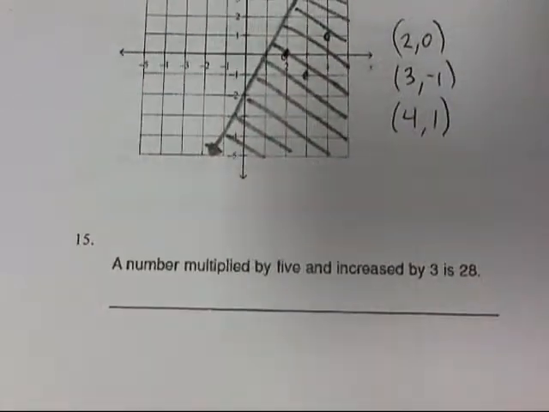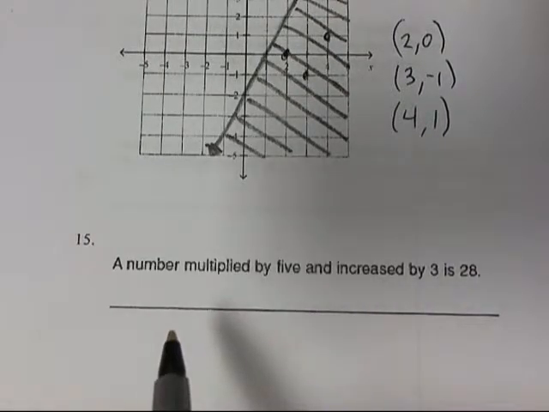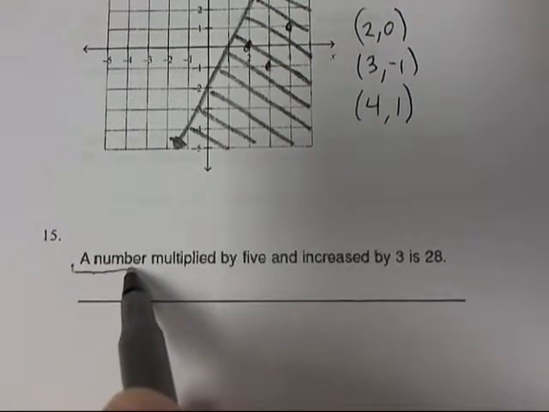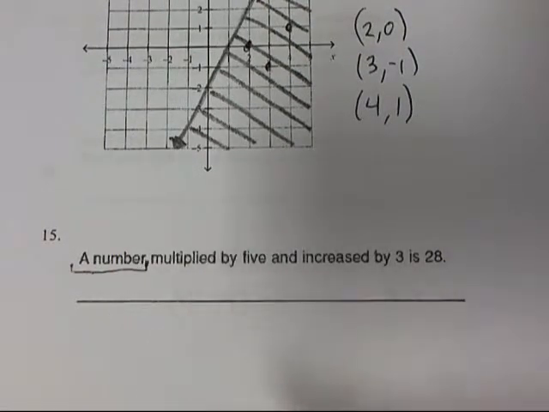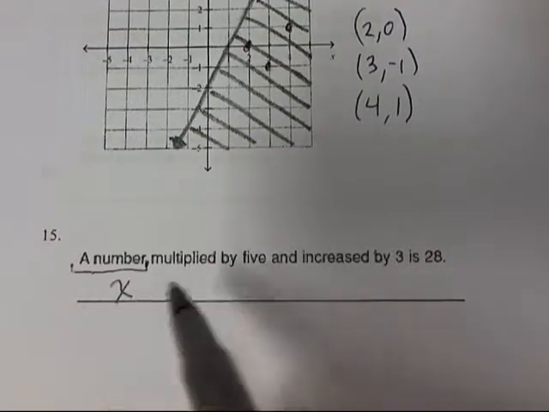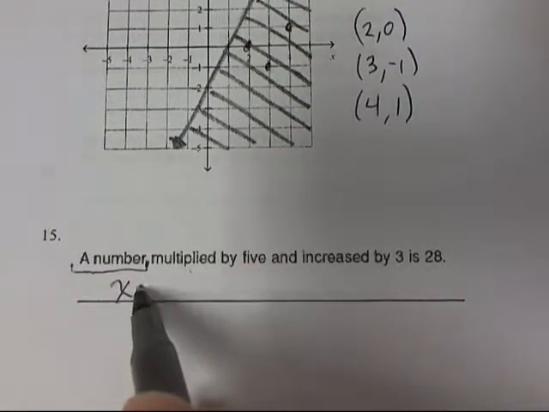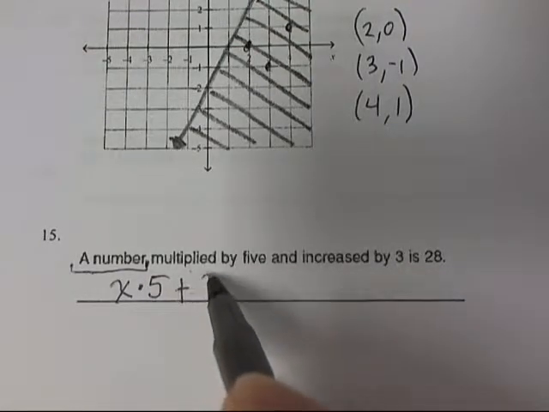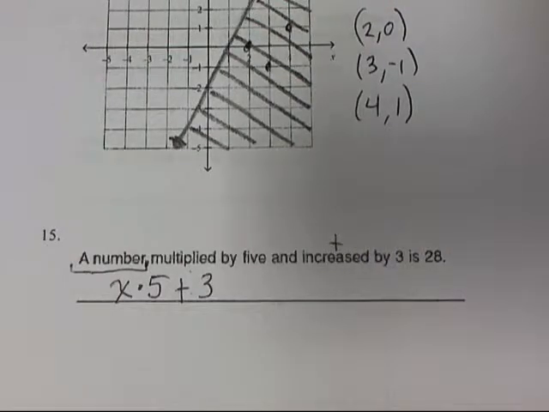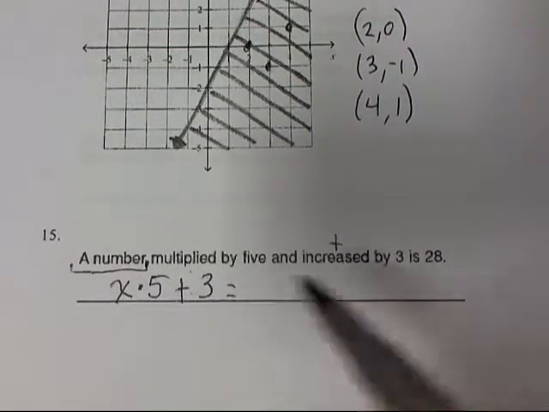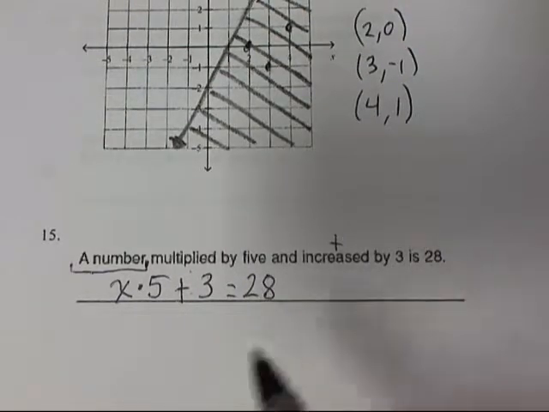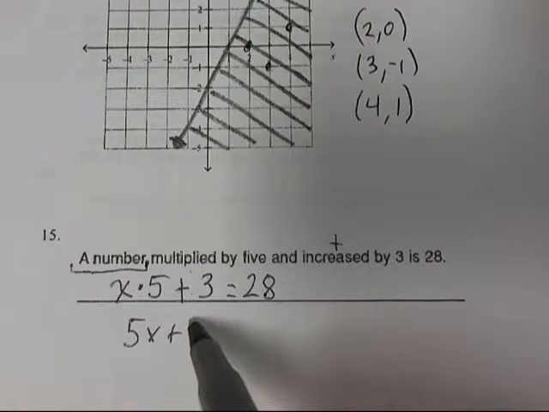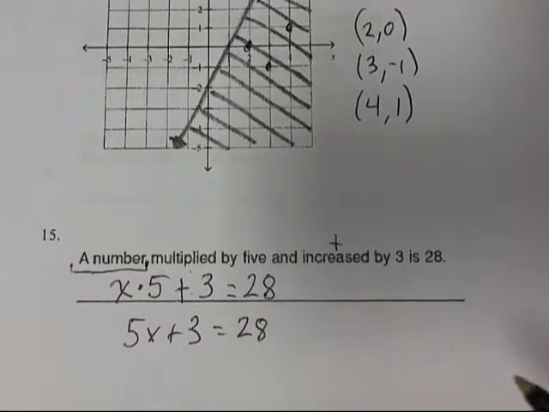Number 15. We need to translate this phrase to a math expression. So a number, we don't know what that number is, so let's replace that with any variable A through Z. I'm going to use x again. So x multiplied by 5, so times 5, and increased by 3, so plus 3, increase stands for plus, translates to equal 28. You can also write it as 5x plus 3 equals 28.